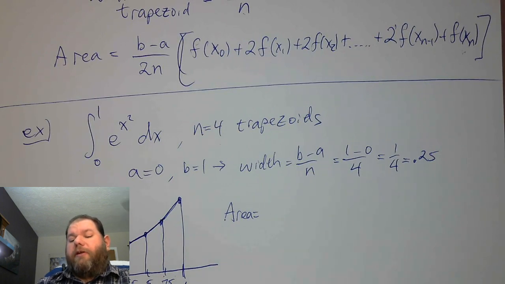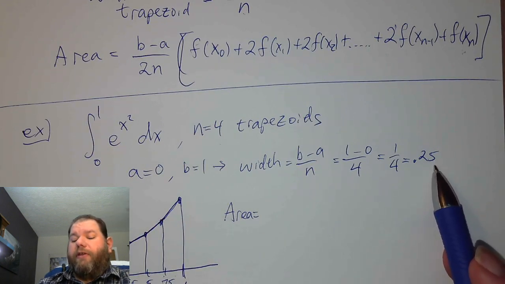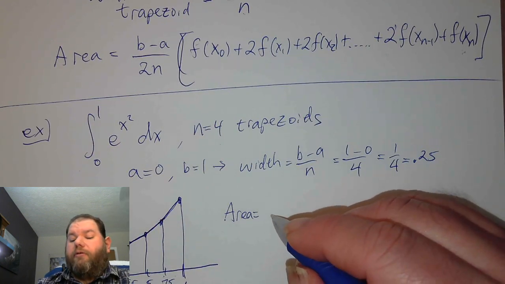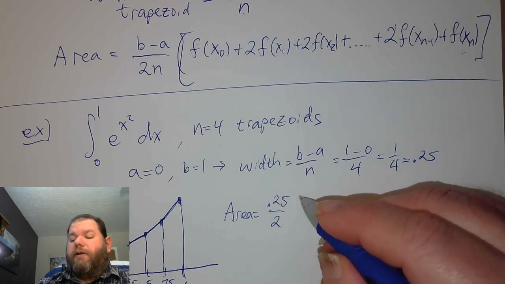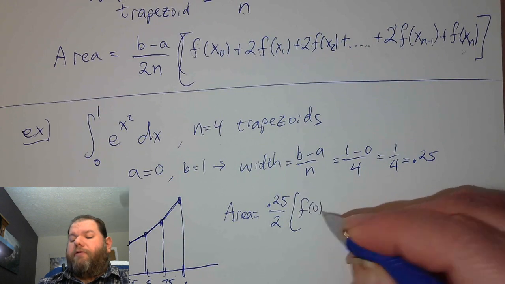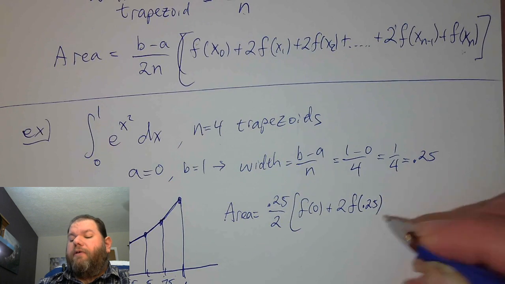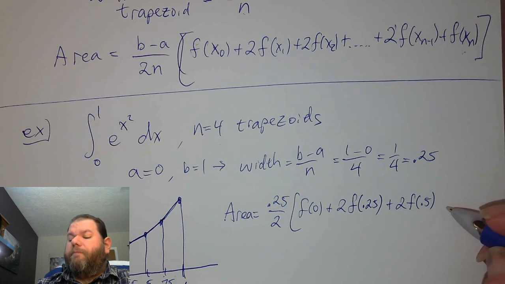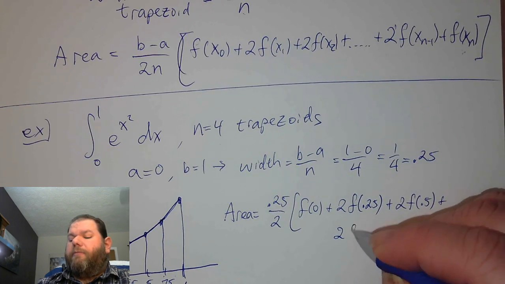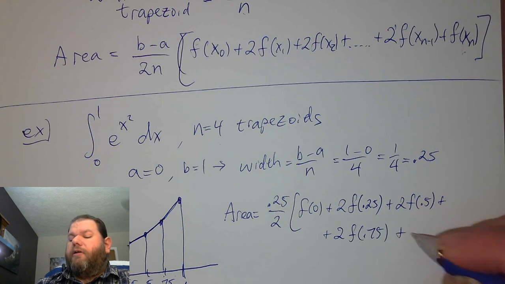there's 2 ways we can think about it. We said b minus a over 2n, or we can think of it, we already calculated the width. It's just the width divided by 2, if we want to think of it that way. So 0.25 divided by 2 outside. We'll have f of 0, 2 times f of 0.25, 2 times f of 0.5, 2 times f of 0.75, and plus f of 1.